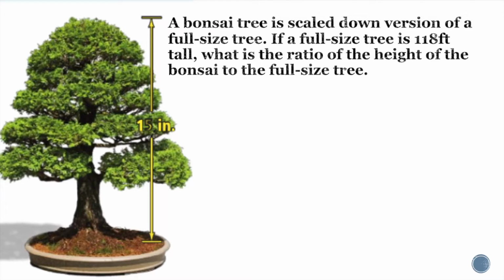If you don't know what a bonsai tree is, it's basically a shrunken version of a real tree. In this example, we're going to take a full-size tree, which is 118 feet, and compare that with this bonsai tree that is 15 inches tall. In order to do that, we find a ratio or a proportion. But what do we notice here? Our bonsai tree is in inches, while our full-size tree is in feet.